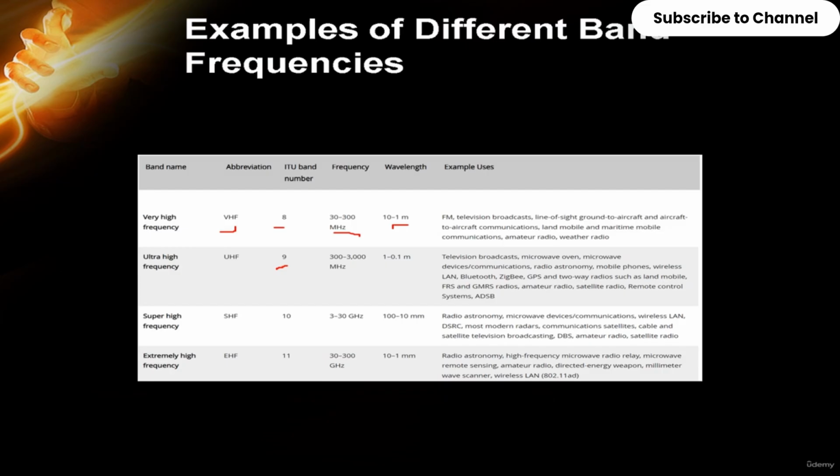Then the super high frequency band has ITU number 10, with a frequency of 3 to 30 gigahertz and a wavelength of 100 to 10 millimeters. It is used in astronomy, microwave devices, wireless LANs, and satellite radio communication. Finally, the extremely high frequencies are given ITU band number 11, with a frequency of 30 to 300 gigahertz. It is used in microwave, remote sensing, wireless LAN, and so on.